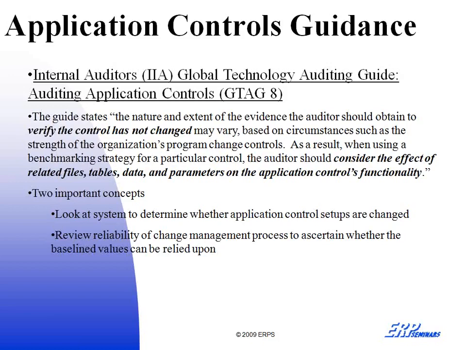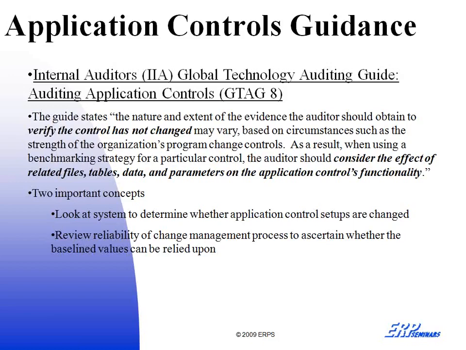They've come out with one, GTAG 8, that specifically talks about auditing application controls. I actually have a white paper out on this where I've interpreted this that I will send to you at the end of the presentation. And here's what the guidance says. It says, in essence, as it relates to application controls, the nature and extent of the evidence that the auditor should obtain to verify the control has not changed may vary. But in essence, what you're looking for is that benchmarking strategy for a particular control. Auditors should also consider the effect of related files, tables, data, and parameters to the application control's functionality.